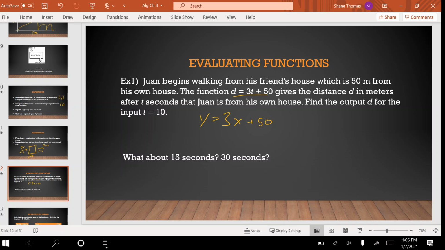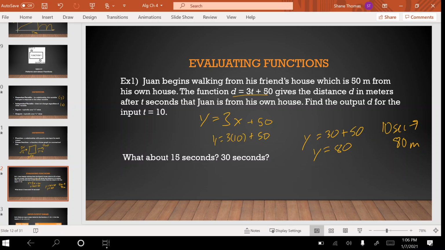He's walking, and this thing here is saying what kind of speed he's walking at. So then if I want to find out how far he went in 10 seconds, t is 10. How far did he walk in 10 seconds? All I have to do, that's my input, I put it in for x. So I have 3 times 10 plus 50. What's 3 times 10? 30. 30 plus 50 is 80. So in 10 seconds, he went, how far?